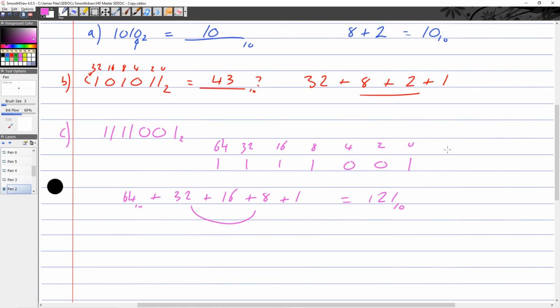So no matter how long the binary number is, all you need to do is write the units and the 2s, 4s, 8s, 16s, etc. Then wherever there's a 1, you add one of that number. When there's a 0, you don't add it. So hopefully that'll be quite straightforward. Write some down yourselves and have a go.